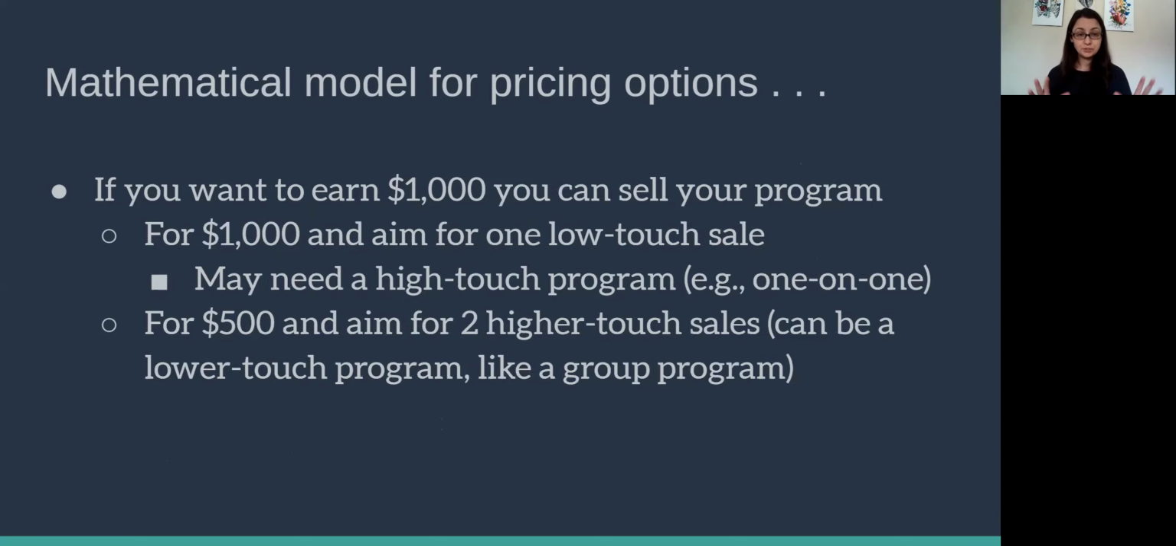So just to do a quick recap, if you want to earn $1,000, you can sell your program for $1,000 and you can aim for 1 sale. And this could be a low touch sale, which means through email. So you're not really interacting with people personally. But for $1,000, you may want a high touch program. You may want it to be a one-on-one program where you're literally having weekly calls or monthly calls with somebody one-on-one, and you're going to answer their emails and be available to them on some level, and give them some personal coaching for that $1,000.